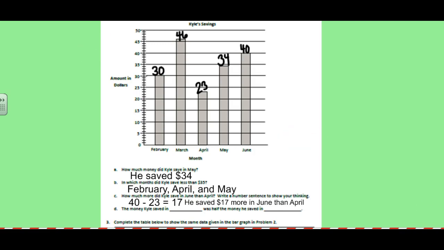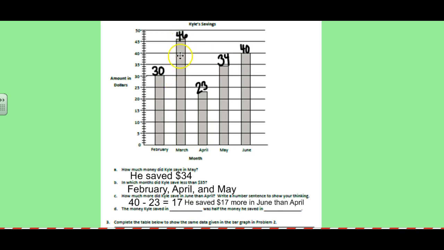Okay, so part D says the money Kyle saved in blank was half of the money he saved in blank. So you're looking for two numbers, and one of the numbers is going to be half of the other number. And if you don't know for sure by looking just at the numbers, take a look at the bars. Look at the bars and see if there is a bar that may be half of the size of another bar. Because when I look at 30 and I look at 46, I think 30 would probably need to be a little bit shorter to be about half of the size of 46.